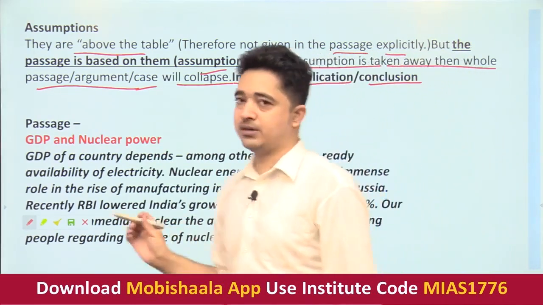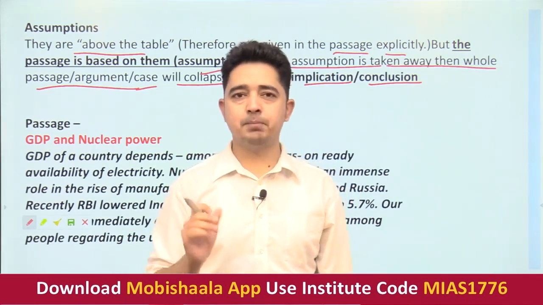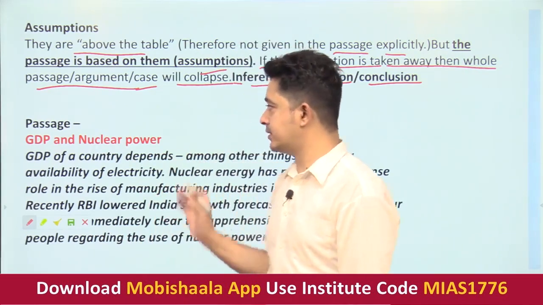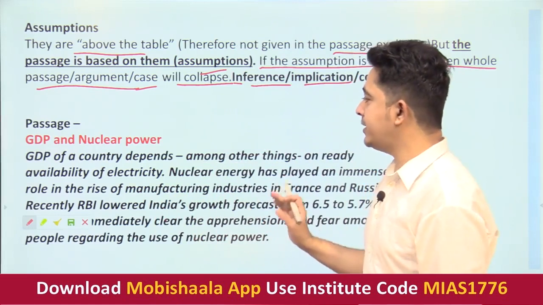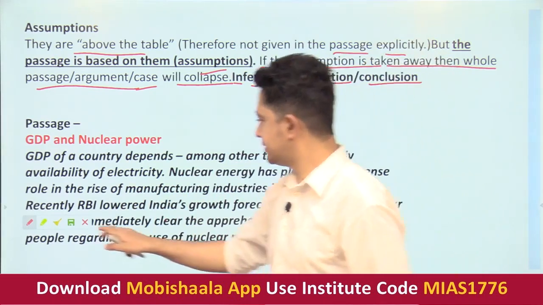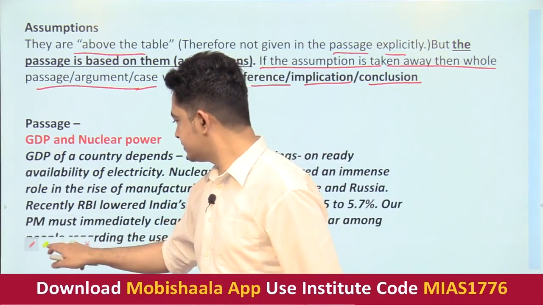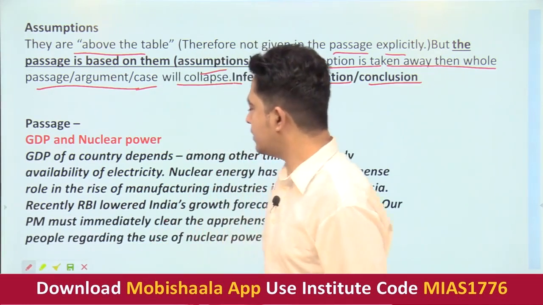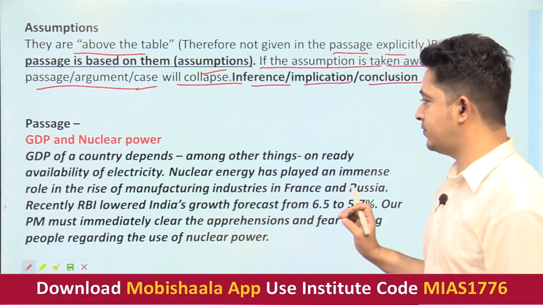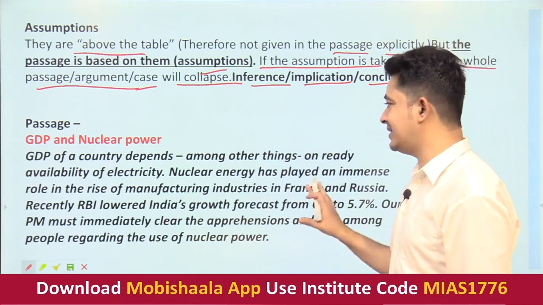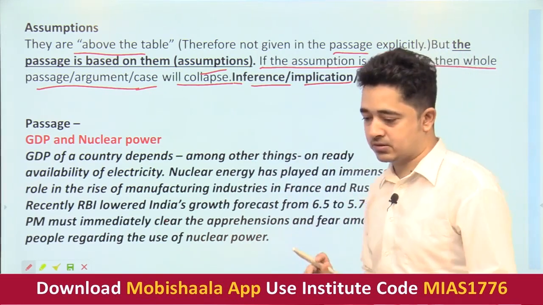Now we have to understand. I will give you the exact passage. Take your time to read it: GDP and nuclear power. Take almost one minute to read and understand, 1.5 minutes.